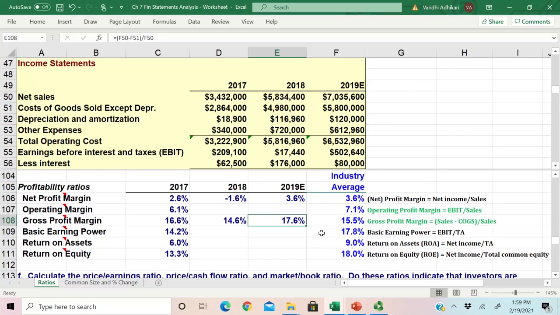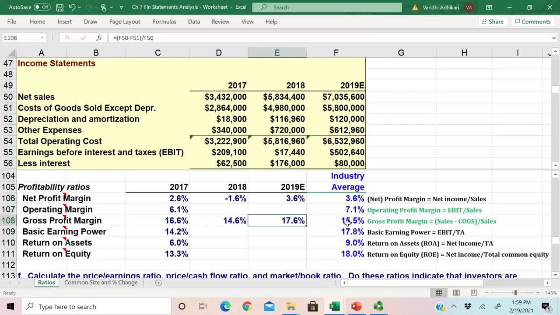$17.6 cents. But net profit margin was 3.6% only. So what makes the difference between these two? What can we learn from the comparison of these two ratios? The difference between these two is indirect costs and indirect operating costs, other operating costs, and taxes and interest, right?